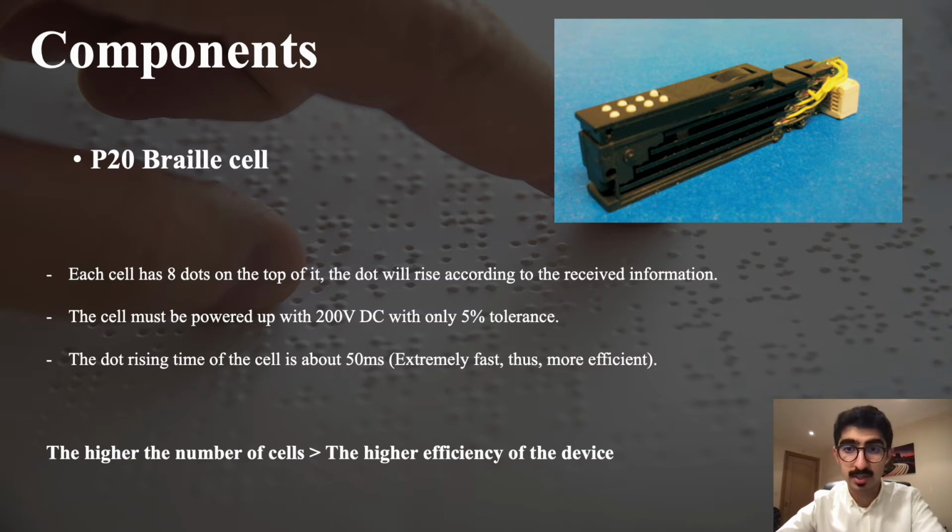According to its datasheet, the dot rising time of the P20 Braille cell when information is received is about 50 milliseconds, which can be considered extremely fast and very efficient as a component to be in our system. Using one Braille cell is not enough for a proper use, as it will only display a single character at one time. Therefore, it was decided to use 8 P20 Braille cells. The higher the number of these cells, the higher the efficiency of the device.